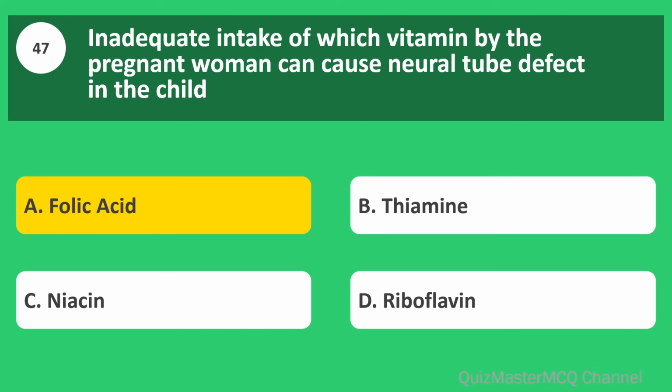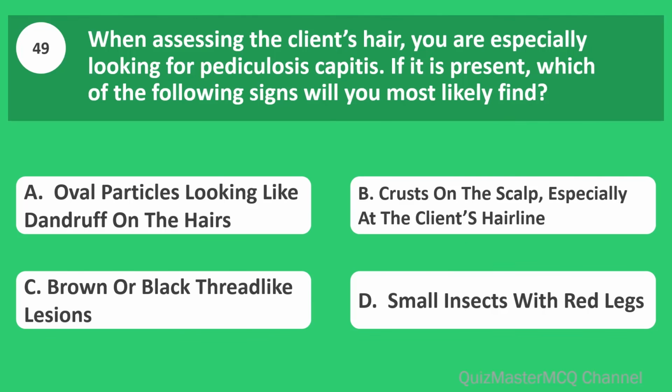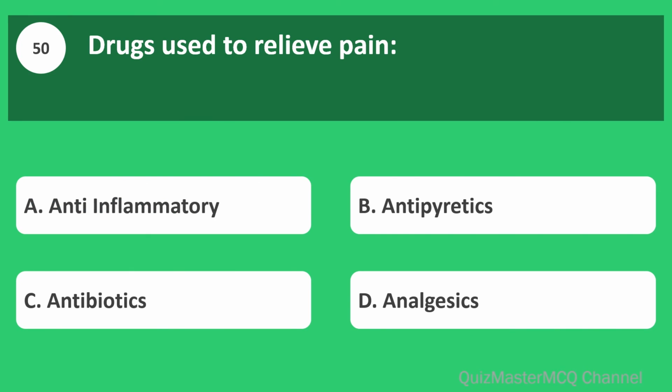In adults, normal endotracheal suction pressure is 70 to 140 mm of Hg. When assessing the client's hair, you are especially looking for pediculosis capitis. If it is present, which of the following signs will you most likely find? Oval particles looking like dandruff on the hairs. Drugs used to relieve pain. Analgesics.